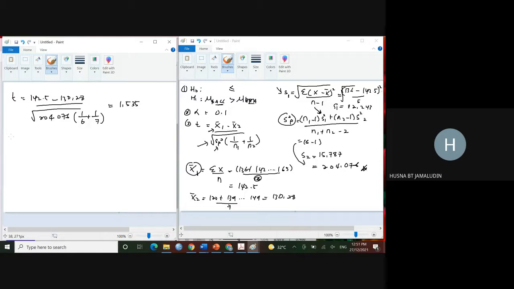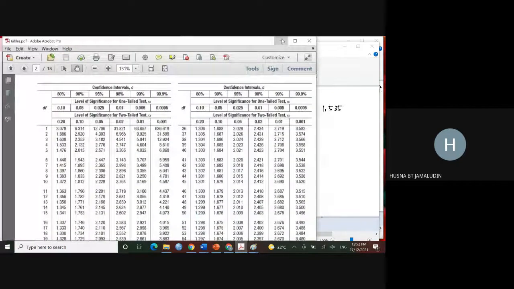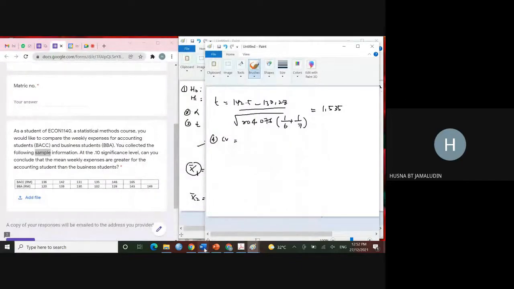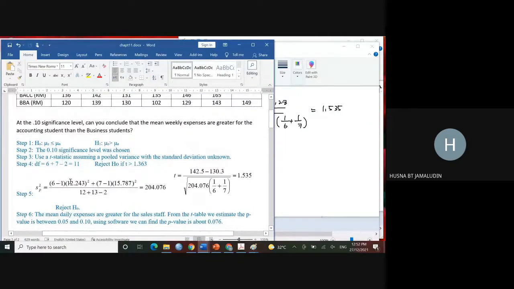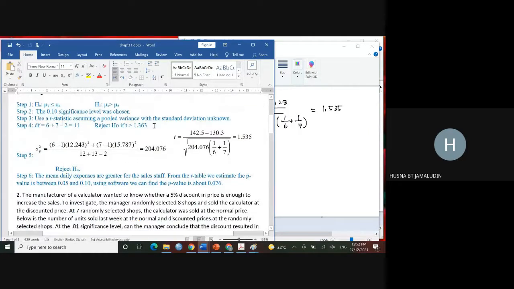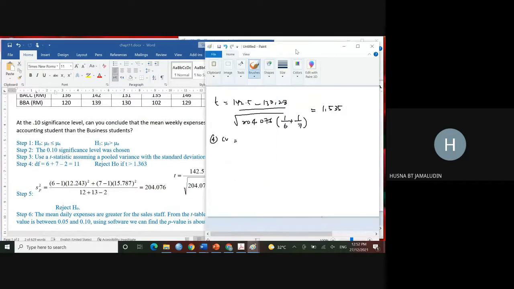After computing the T, you're going to have your CV, the same steps. You have to look at the T table. Do you want me to look at the T table, or we can just skip this, because we have discussed how to look at the CV, right? So let me just show you the answer for that. The CV is 1.363.